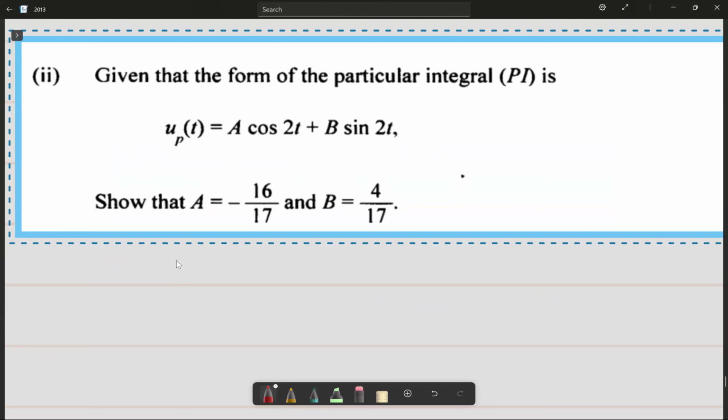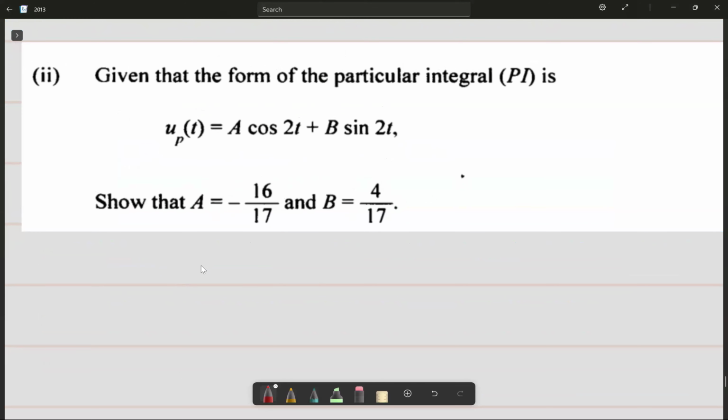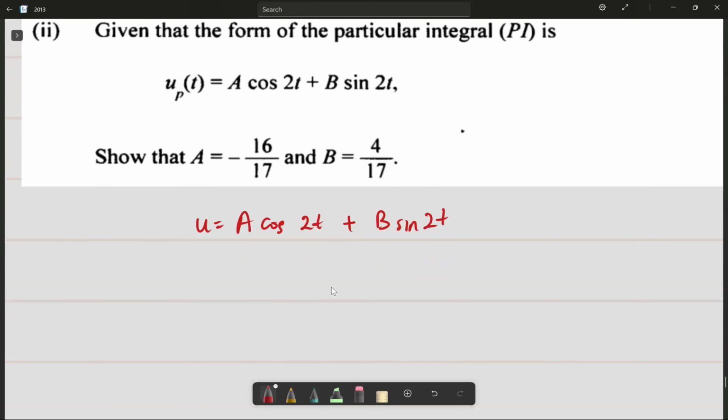So the step is to write u being equal to a cosine 2t plus b sine 2t, and what we're going to do is keep differentiating it. So we're going to have u prime.